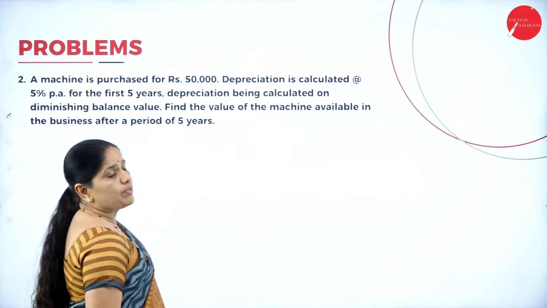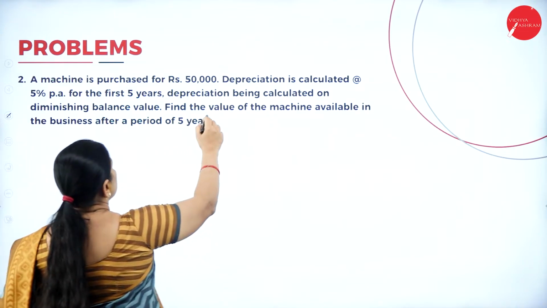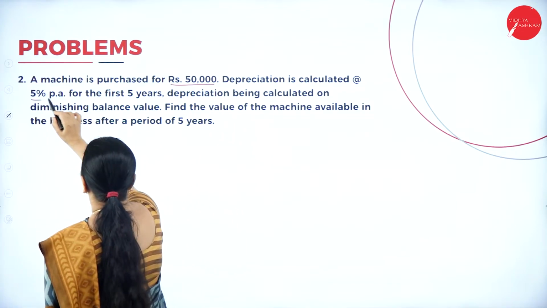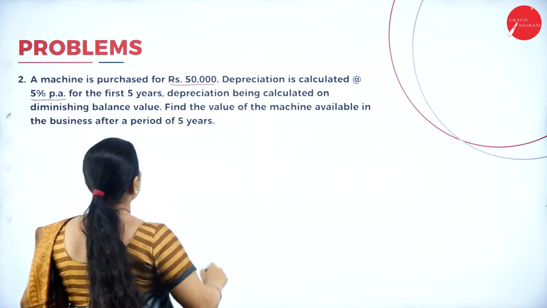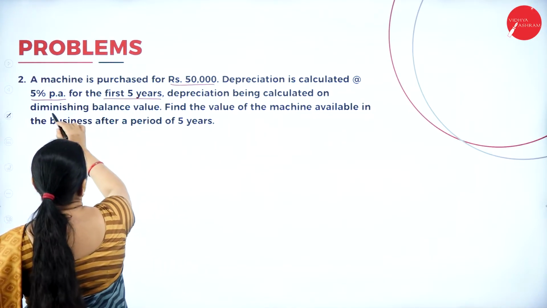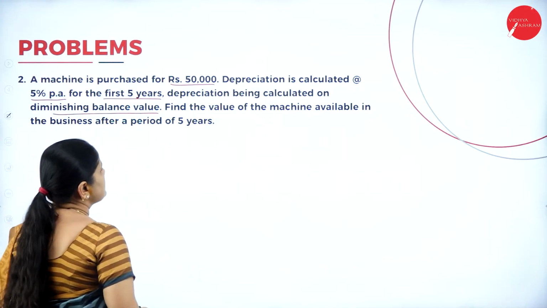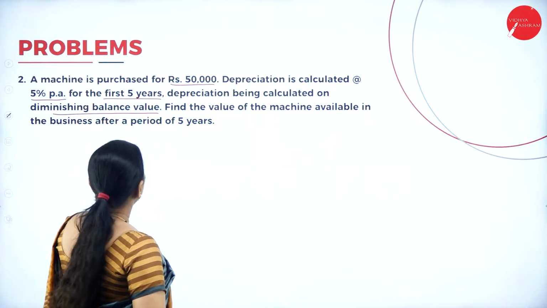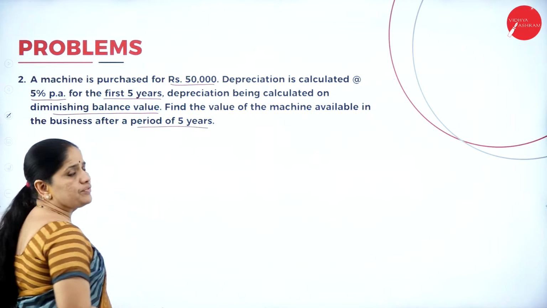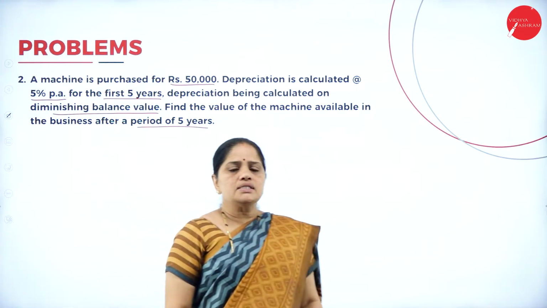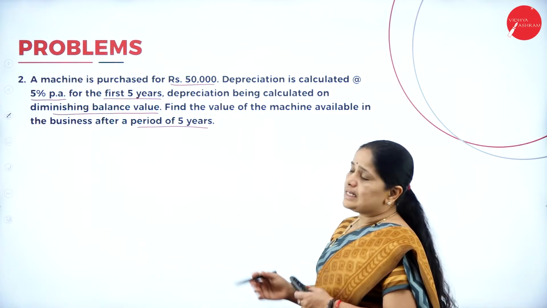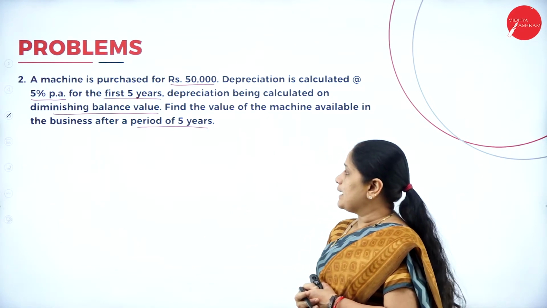Now, the next problem, a machine is purchased for rupees 50,000. Depreciation is calculated at 5% per annum for the first 5 years. Depreciation being calculated on diminishing balance value. Find the value of the machine available in the business after a period of 5 years. So, this is a problem on depreciation where the diminishing balance is 5% per annum.